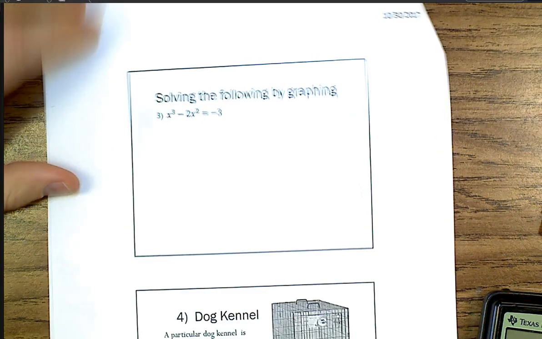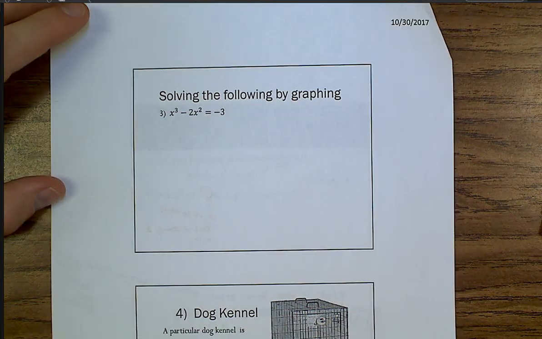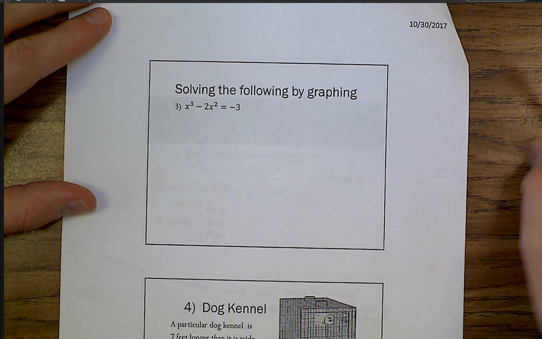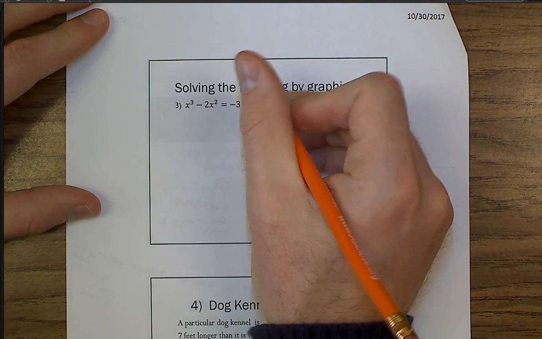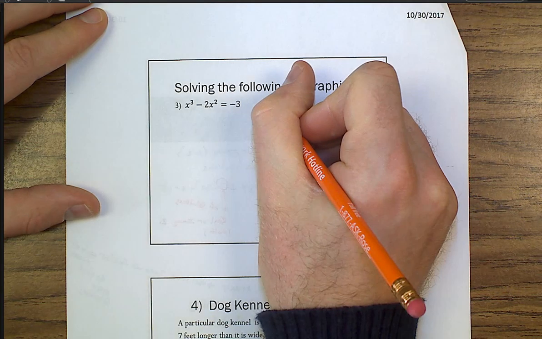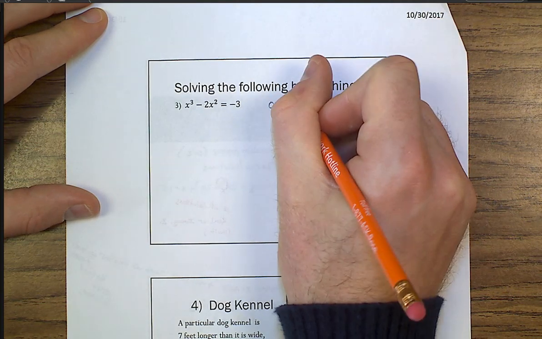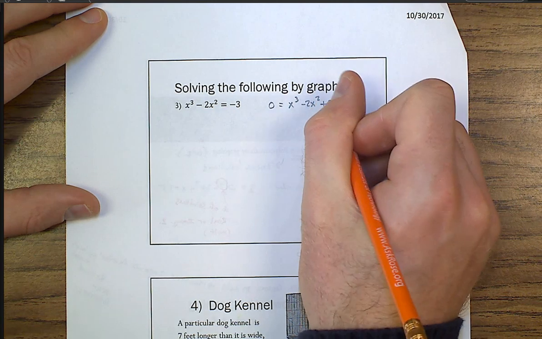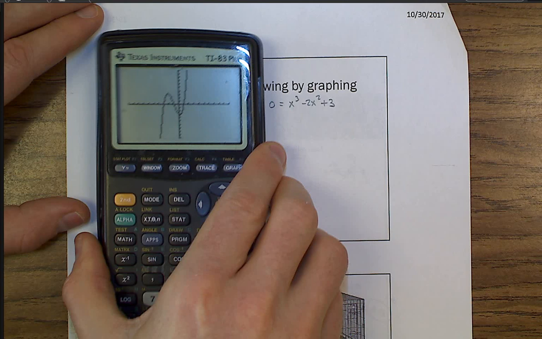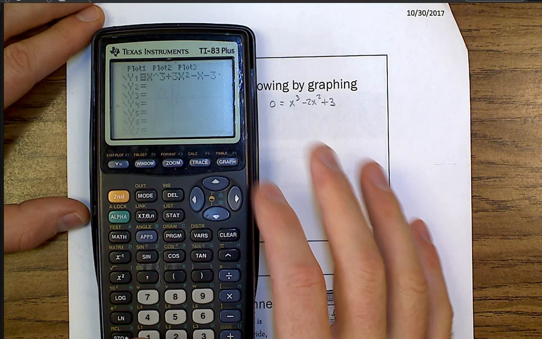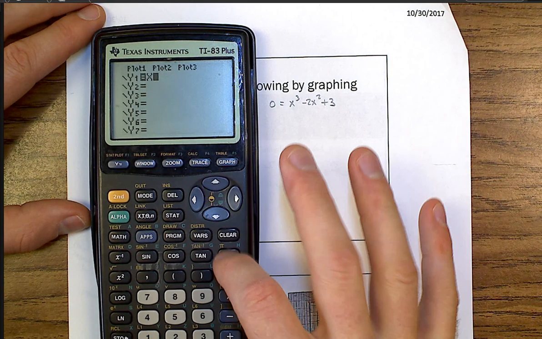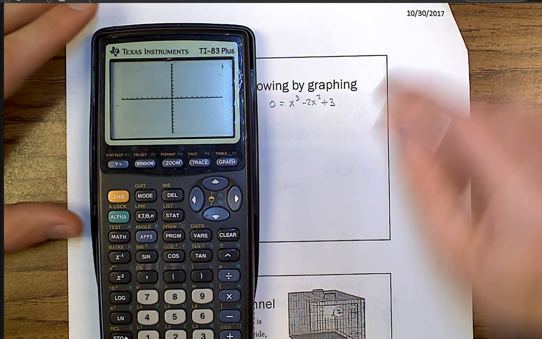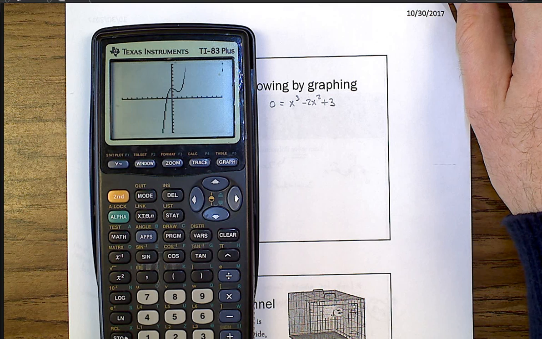So we have our next question, says, again, solve by graphing. And first thing we want to do is get this set equal to 0. So I'm going to have essentially 0 equals x to the third. I'm just going to add this 3 over here, minus 2x squared plus 3. And we're going to put that into our graphing calculator. So y equals, clear, squared. Okay, what do we see?